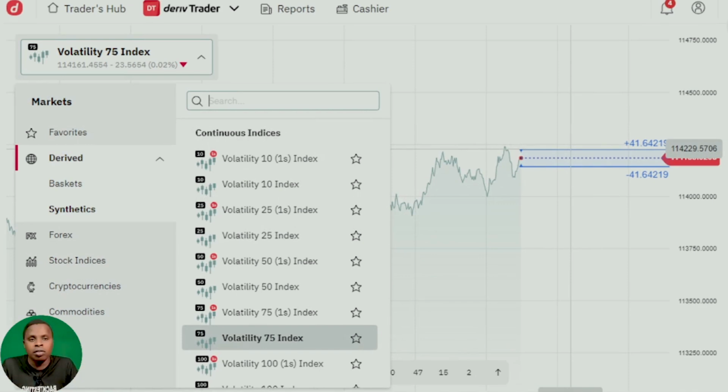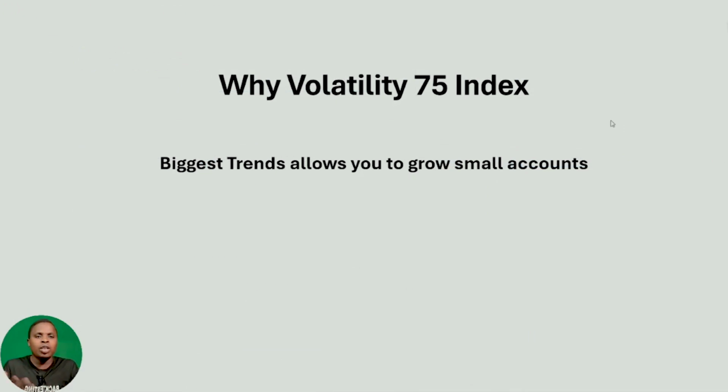So the reason why I love this market is that you can rely on technical analysis. Why? Because this is how this market is created. We have a lot of these indices, like from volatility indices, we have boom and crash, we have jump index, we have a lot of them. But today we are going to focus solely on volatility 75 index. So why do I like volatility 75 index? There's a lot of reasons, but I'm going to just share a few.